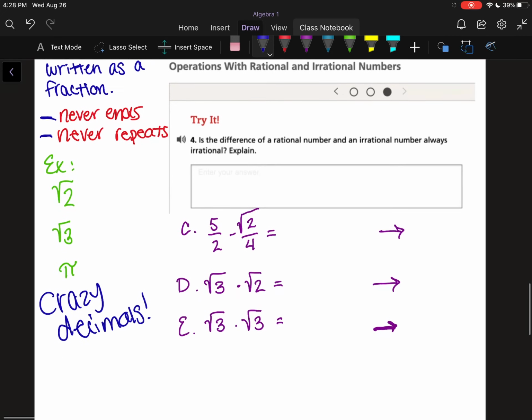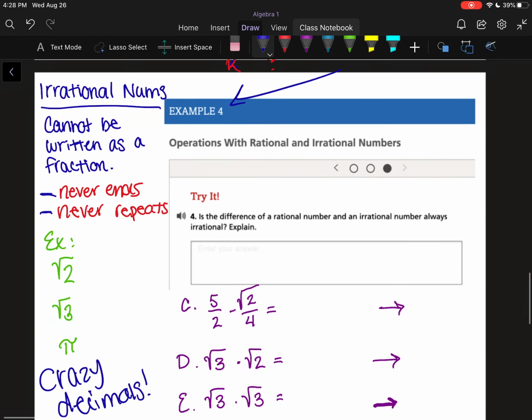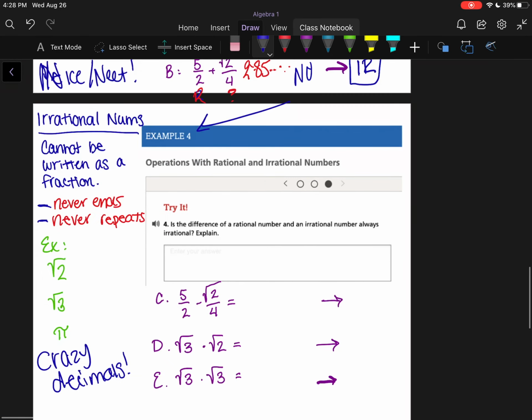So an example of some irrational numbers are the square root of 2, the square root of 3, and pi. Several of our square roots are irrational, but we can always use our calculator to check. Our last example says, is the difference, so we're subtracting, of a rational number and an irrational number always irrational? Let's find out.